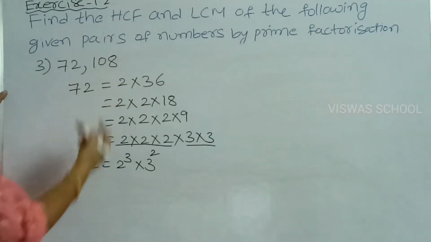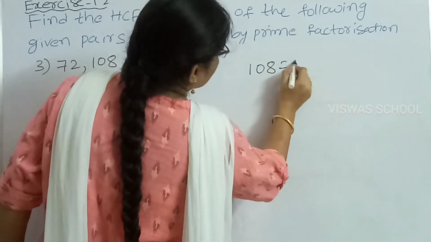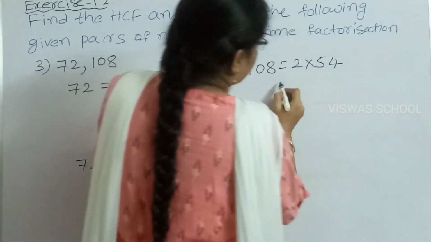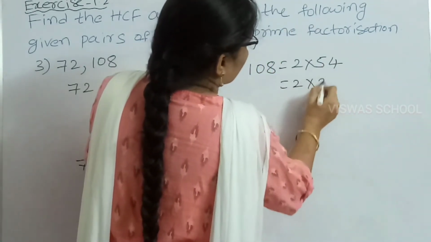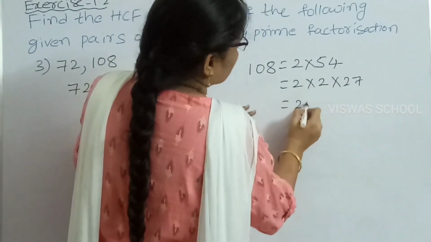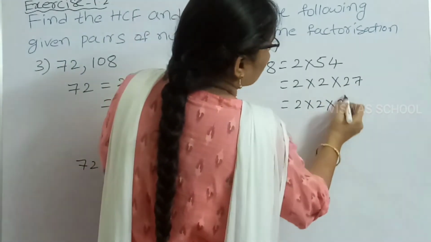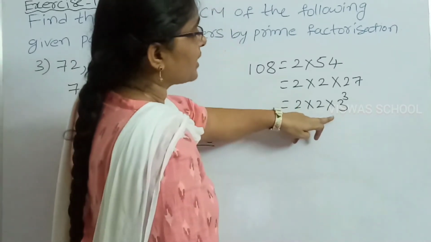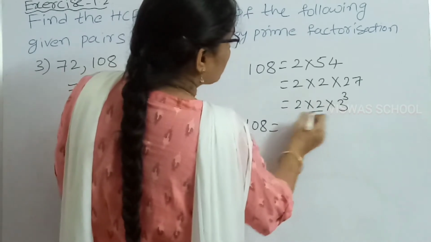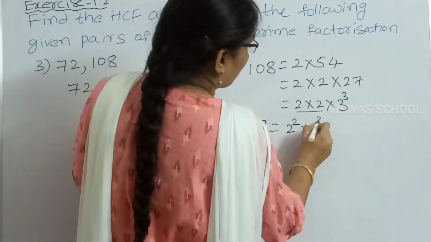Next write 108 also as a product of primes. 108, that is 2 into, 2 54s are 108. Again this 54 is written as what? 2 into, 2 27s are 54. Next, this 27 is written as 3 power 3, that is 3 3s are 9, 9 3s are 27. Now 108 equals, this 2 is repeated how many times? 2 times, that is 2 power 2 into 3 power 3.